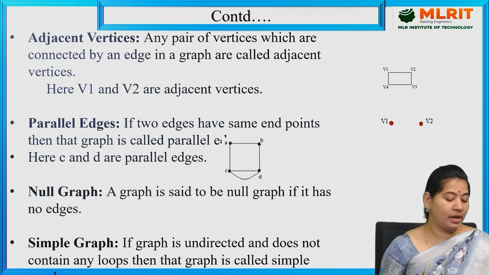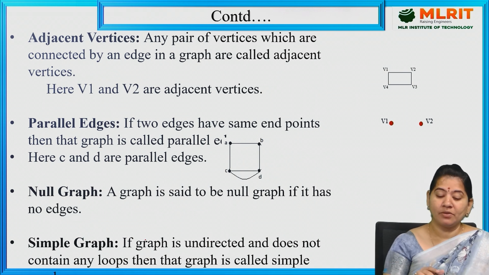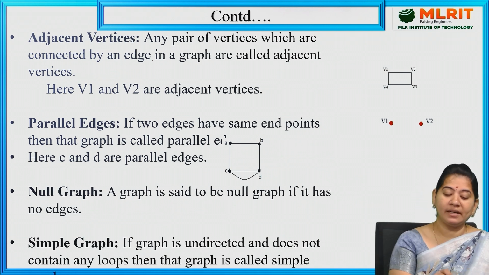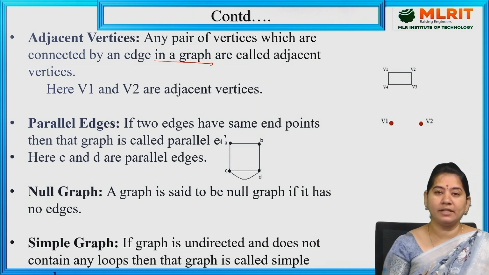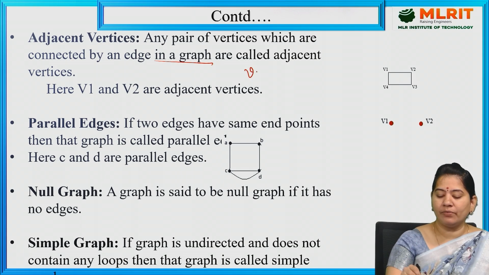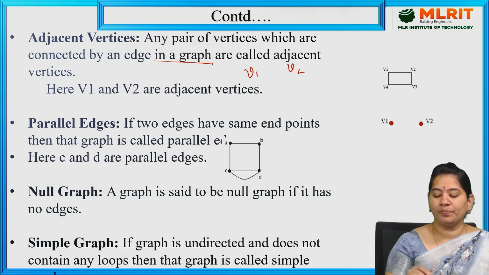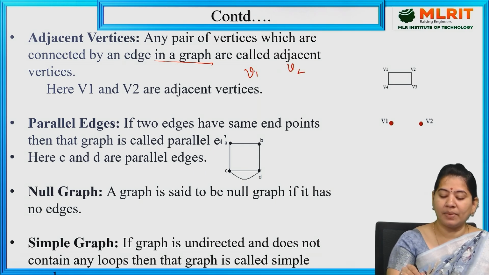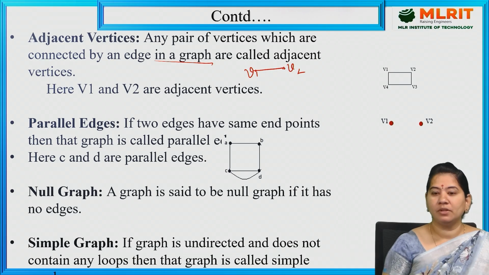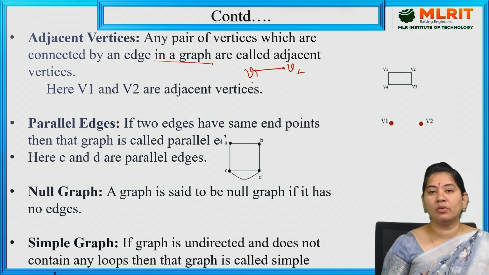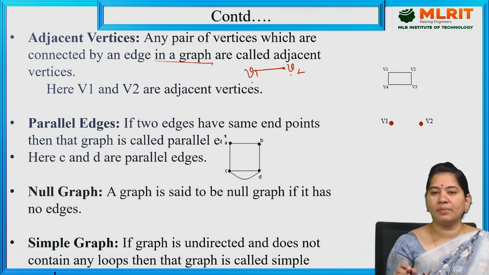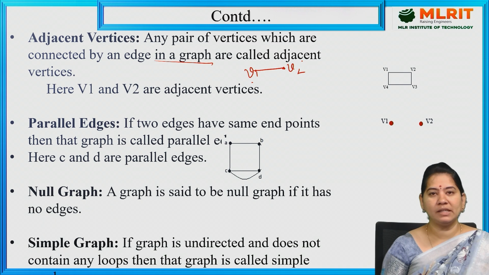So next we also have adjacent vertices. Any pair of vertices which are connected by an edge in a graph are called adjacent vertices. So let us suppose here I am taking V1 and this is V2. These two vertices are connected by one edge in a graph. Then I can say V1, V2 are called adjacent vertices. Why? Because these vertices are connected by only one edge. So that's why side by side they are there. That's why it is called adjacent vertices.